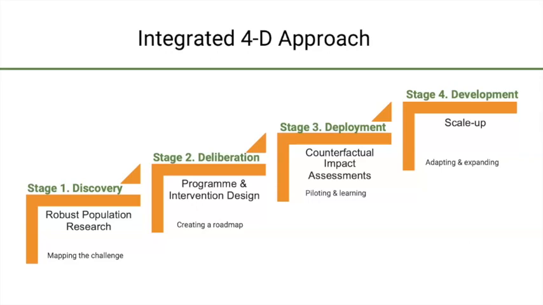So we wanted to present this integrated 4D approach, in which we believe the whole is bigger than the sum of its parts, that it needs to come together in a holistic way and provide a framework that bridges research with impactful program design. So the first stage is discovery, which is robust population research, where we create the evidence, where we map the challenges to understand the social cohesion dynamics, peace building and development dynamics, fractures, resilience capacities, and other fragility factors in the context that we're working.